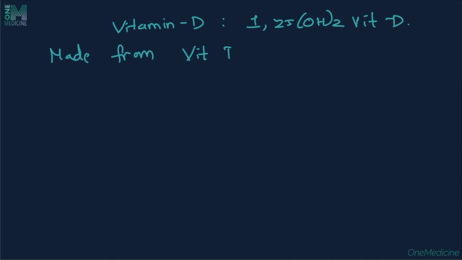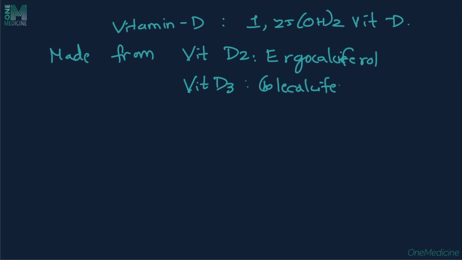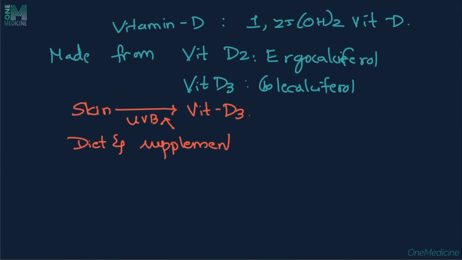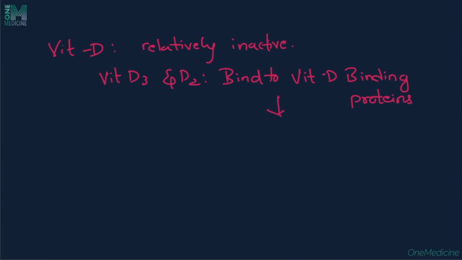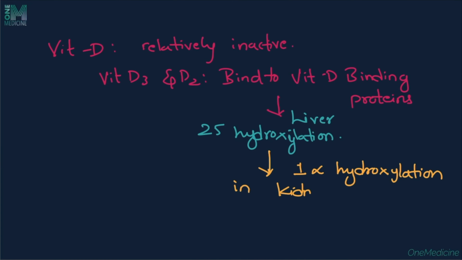The other important hormone is 1,25-hydroxyvitamin D or activated vitamin D. 1,25-hydroxyvitamin D is made from vitamin D, which is in the D2 or ergocalciferol, or D3 or cholecalciferol forms. D3 is made in the skin following exposure to UVB sunlight, or vitamin D is obtained through the diet or supplementation, which can be both D2 or D3 forms. Vitamin D is relatively inactive. Both vitamin D2 and D3 bind blood vitamin D binding proteins and undergo 25-hydroxylation in the liver and 1-alpha hydroxylation in the kidney to produce the activated form, which is 1,25-hydroxyvitamin D.